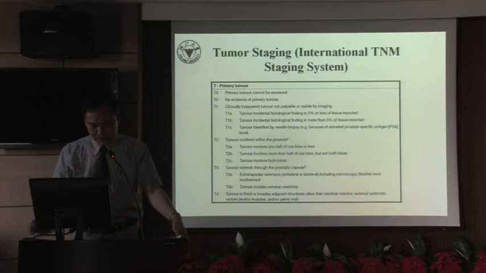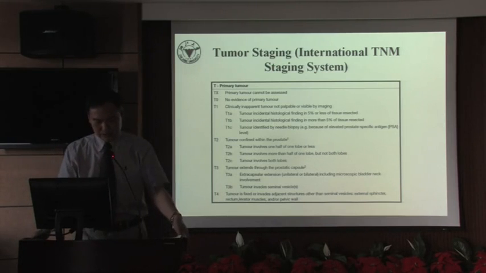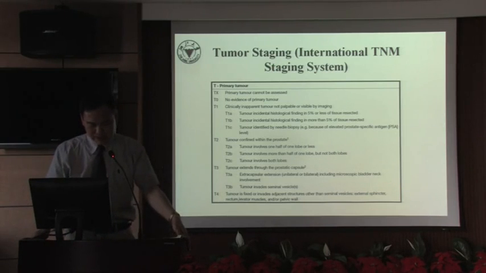T3 means tumor extends through the prostatic capsule. T3a means extracapsular extension, unilateral or bilateral, including microscopic bladder neck involvement. T3b means tumor invades seminal vesicles, unilateral or bilateral. T4 means tumor is fixed or invades adjacent structures other than seminal vesicles, such as external sphincter, rectum, levator muscles, and/or pelvic wall.